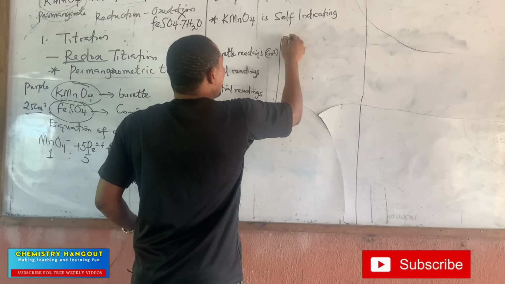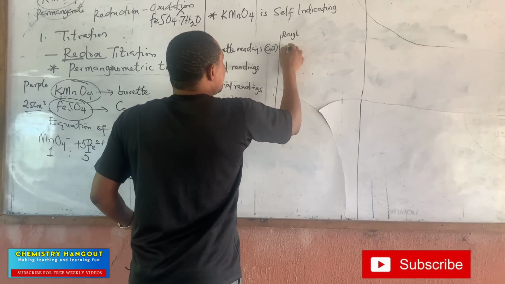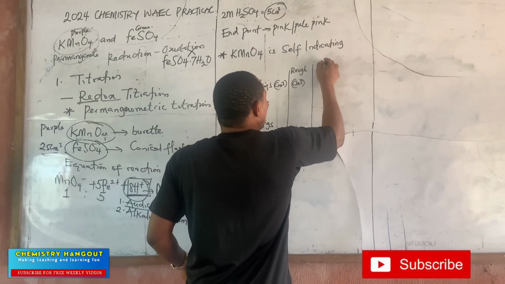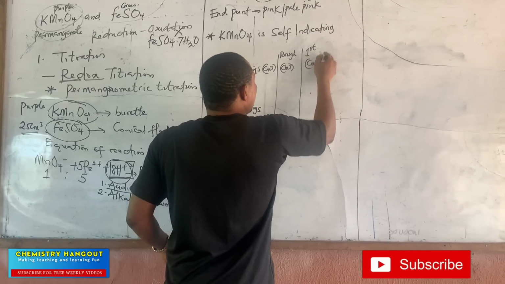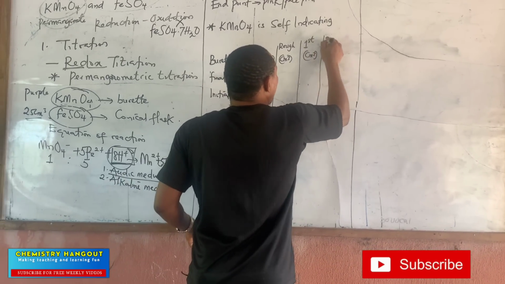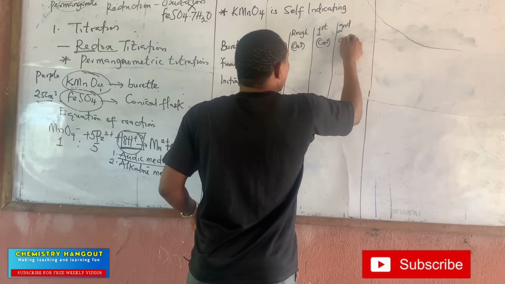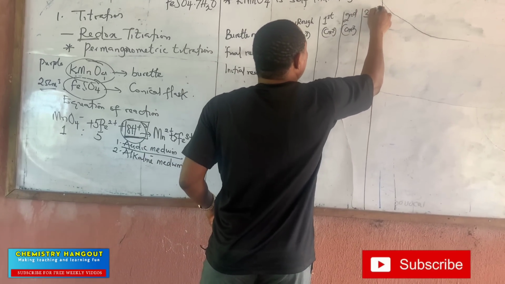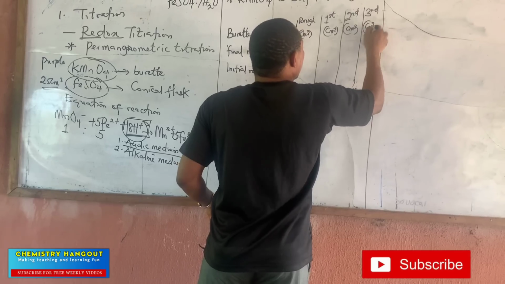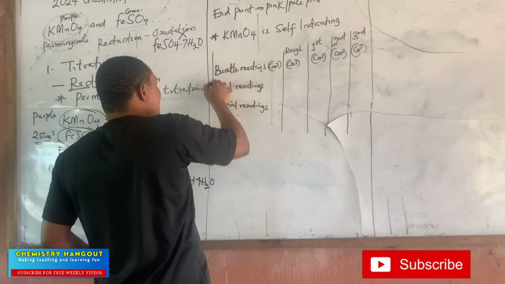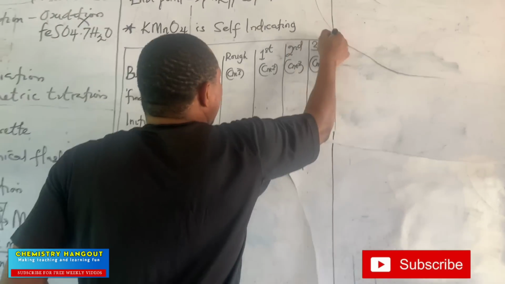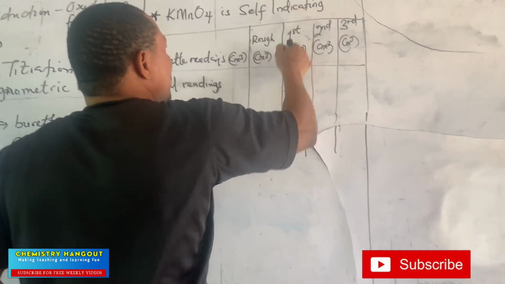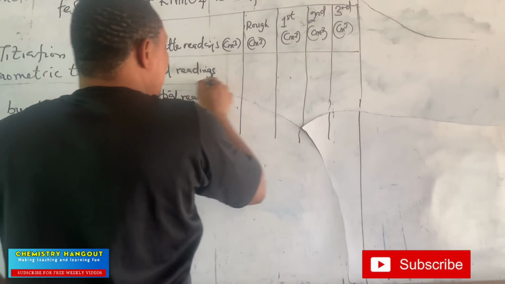Then I can have my rough, very important in centimeter cube. I can have my first in what? In centimeter cube. I can have my second in centimeter cube, and I can have my third in centimeter cube. I want to believe this is clear. Please make sure you tabulate your readings. That's why they said it's a table. So we tabulate our readings. Do tabulation, very important.